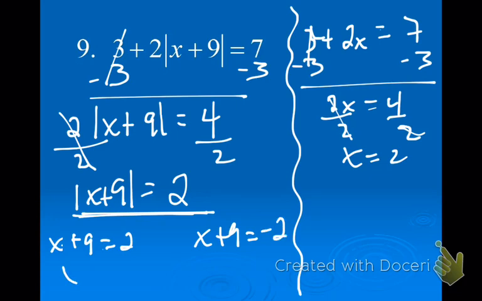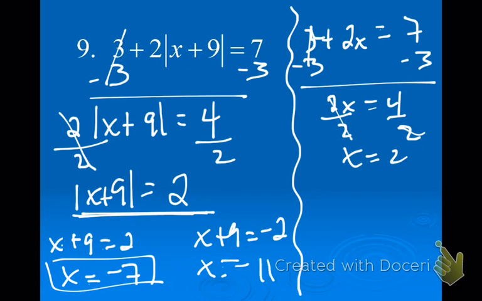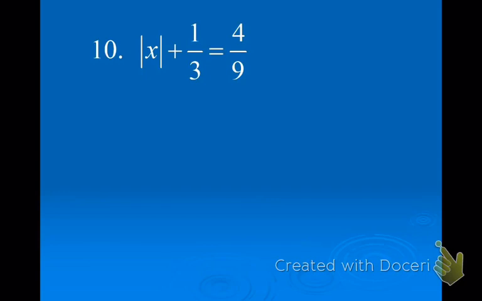Okay? Split it into equal negative 2 and equal to positive 2. Subtract 9 and you get negative 7. Subtract 9 and you get negative 11. Okay? We got it? We can try. Yes, question. Okay, try this guy and see what you get.